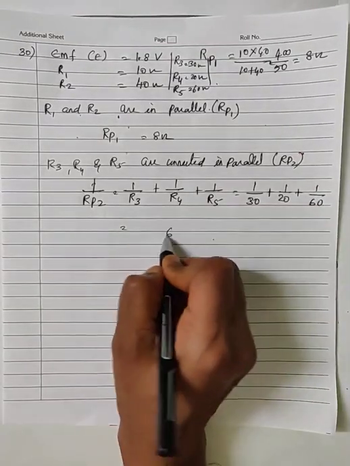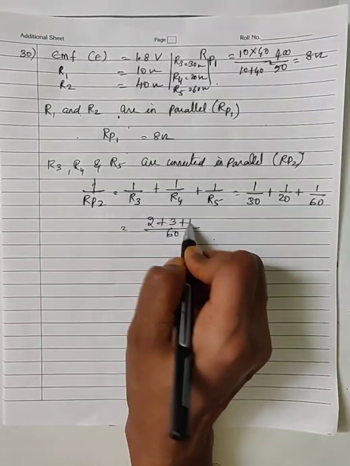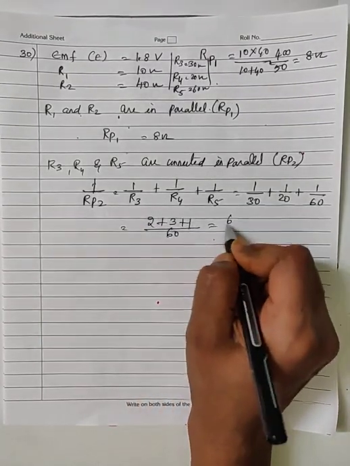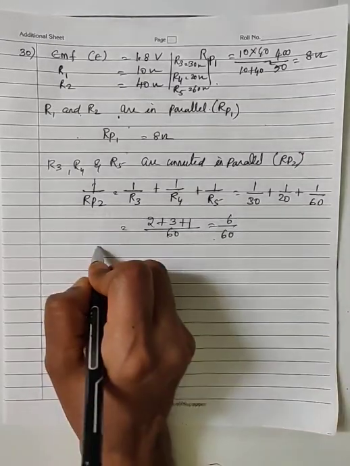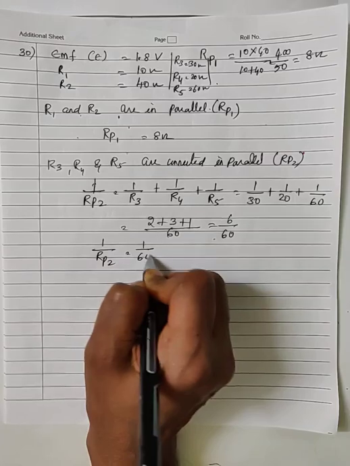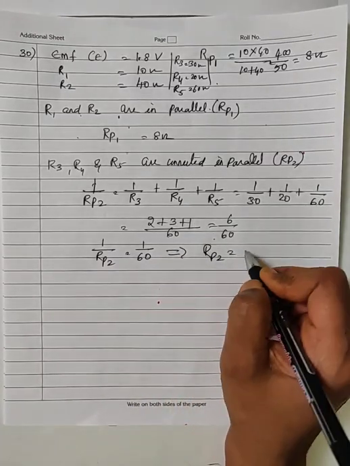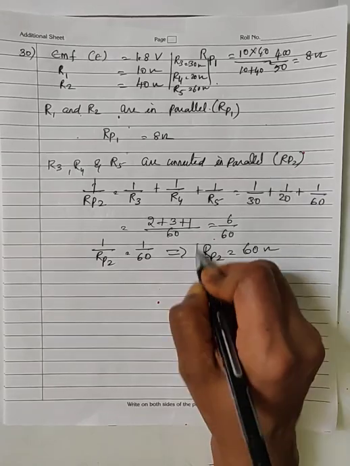We can take the LCM as 60. Then we get 2 plus 3 plus 1. 2 plus 3 is 5, 5 plus 1 is equal to 6 by 60. That is, 1 by RP2 is equal to 6 by 60, which implies that RP2 is equal to 60 by 6, which is equal to 10 ohm.